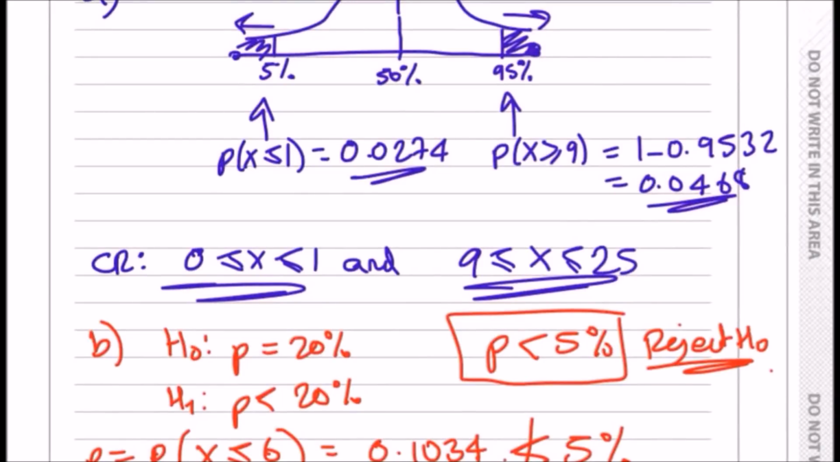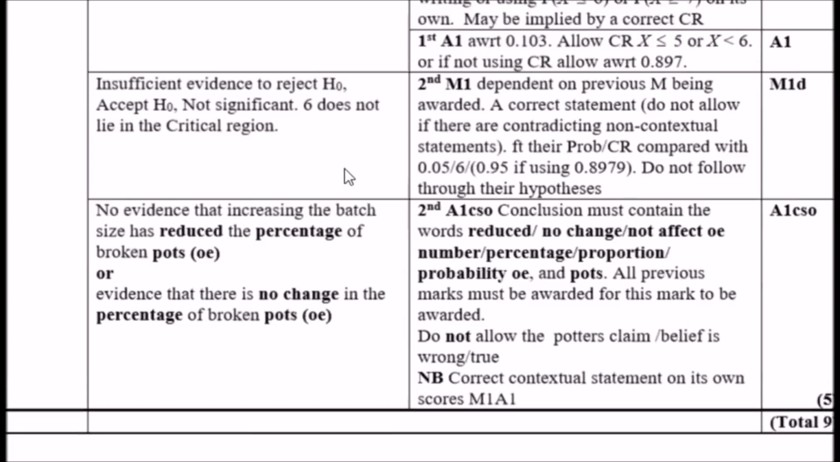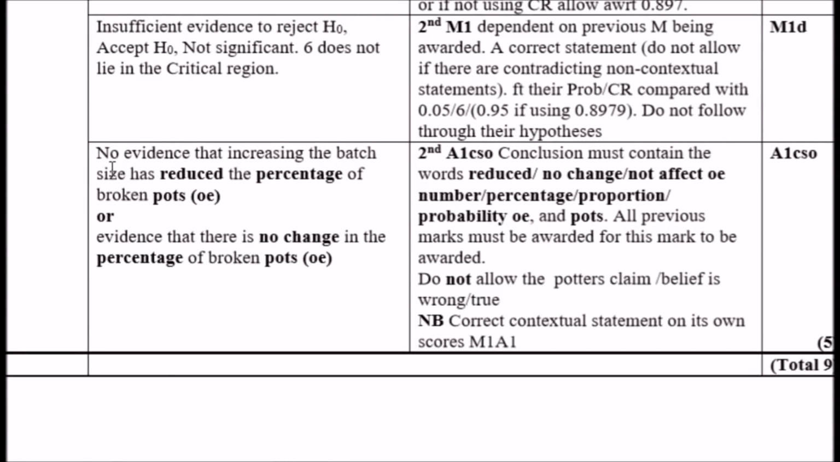And just checking the mark scheme always helps. There's various other routes you could take. They say no evidence that increasing the batch size has reduced the percentage of broken pots. So this is one way of writing it, or you could even say there is no evidence of a change.